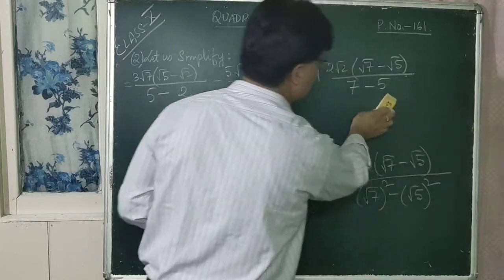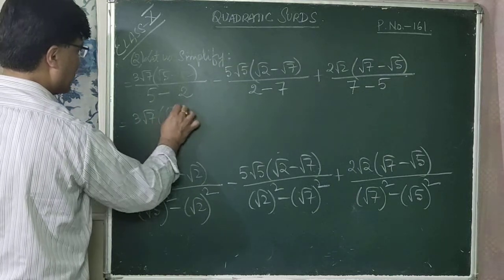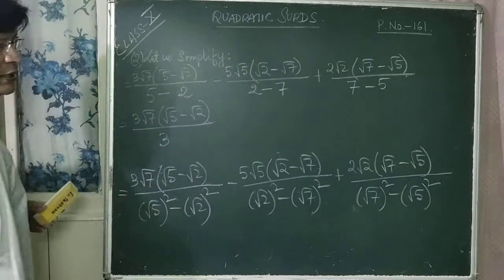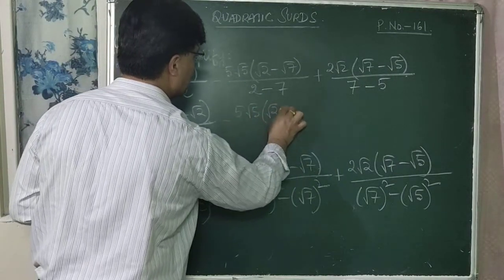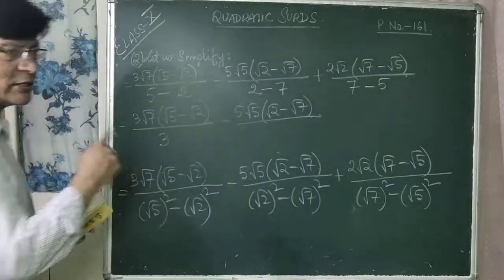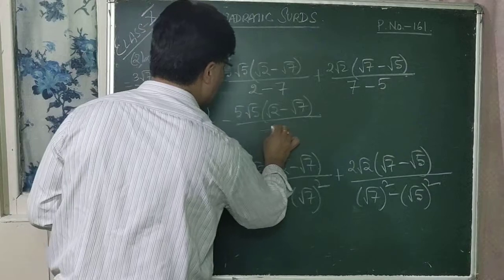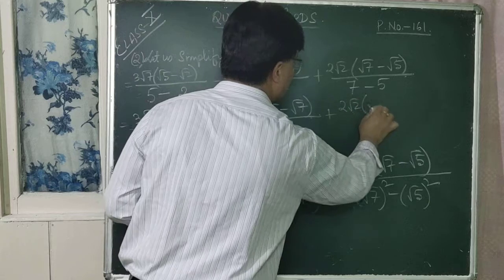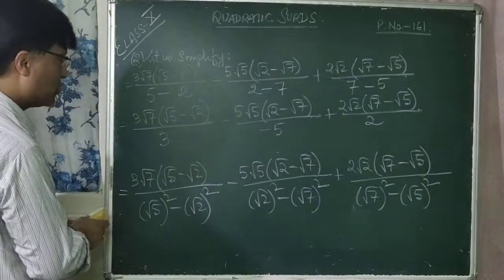So let us simplify it. Now again is equal to 3 root 7 within bracket root 5 minus root 2, whole divided by, what is 5 minus 2? It is 3. Minus 5 root 5 within bracket root 2 minus root 7 divided by, what is 2 minus 7? Different signs, subtract it. 7 minus 2 is 5, but you have to write down the sign of the greater number, that is minus 5, right? Plus 2 root 2 within bracket root 7 minus root 5, this whole divided by, what is 7 minus 5? That is 2.